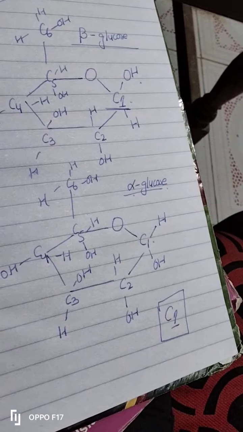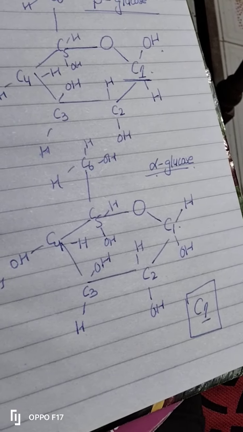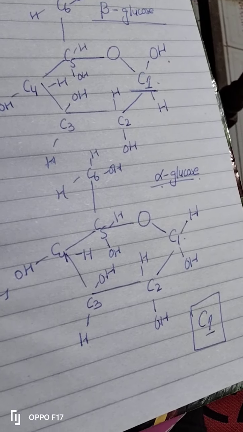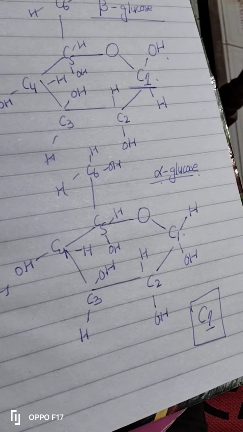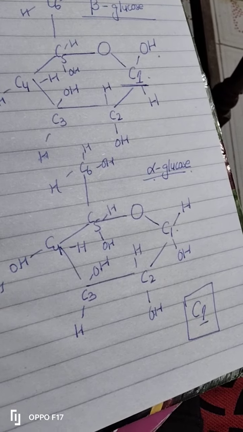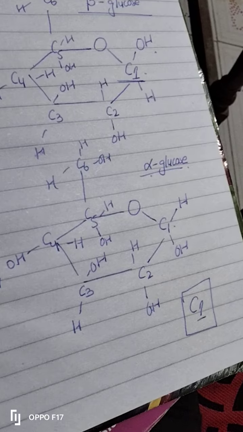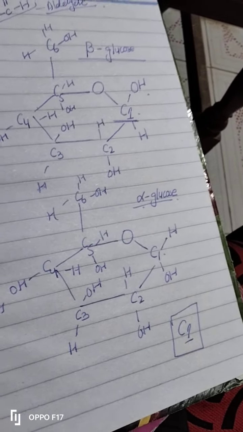Whenever the OH is on carbon number 1, you must remember that this is carbon number 1. So whenever the OH group is on the upward side, it is known as beta glucose, or beta whatever the compound is, and when the OH group is on the downward side of carbon 1, it is known as alpha glucose. I hope this concept of alpha glucose and beta glucose in ring structure is clear.